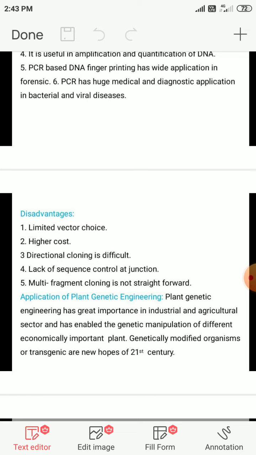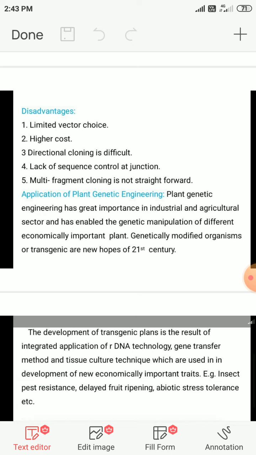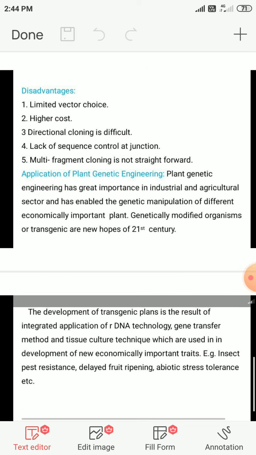Application of plant genetic engineering. Plant genetic engineering has great importance in the industrial as well as the agricultural sector. It has enabled genetic manipulations of different economically important plants. Genetically modified organisms, or transgenics, are the new hopes of the 21st century.